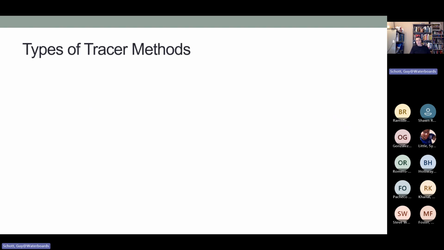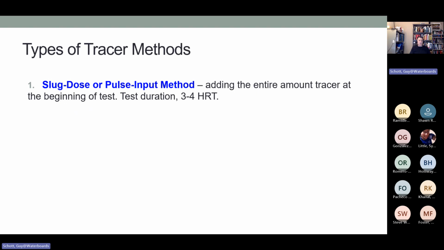All right, so let's go over some types of tracer methods. The first one is called a slug dose, the pulse input method. This is basically taking the tracer and adding it all at one time before the clear well. The test for this takes anywhere from 3 to 4 times the hydraulic residence time. So, for example, if that hydraulic residence time was 2 hours, then the test would be 2 hours times 3 to 4 times that, which would be 6 to 8 hours to run that test.